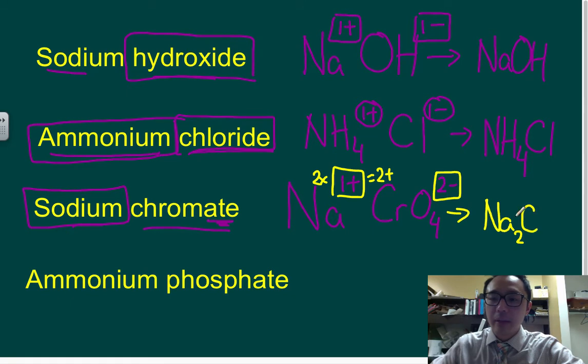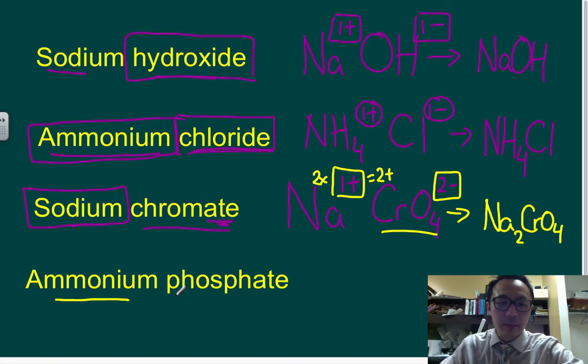And then how many chromates do I need? I just need 1, because your 2- is going to cancel out with the 2 positive. So that's my ratio. And the last one is ammonium phosphate.